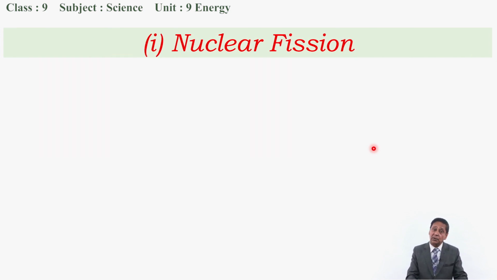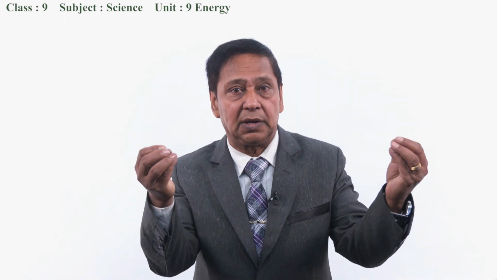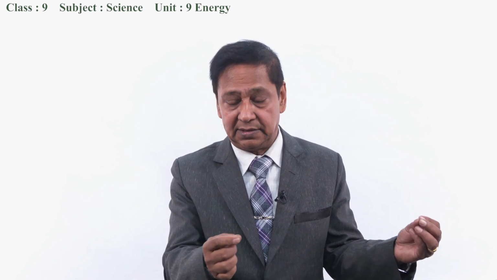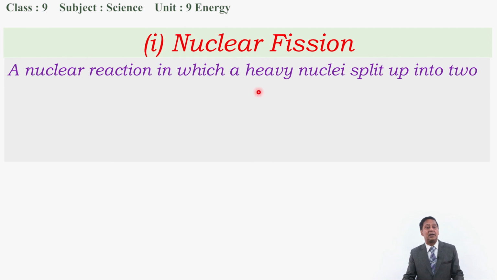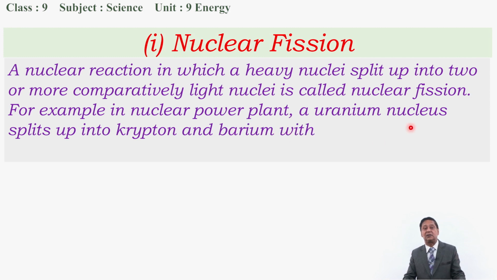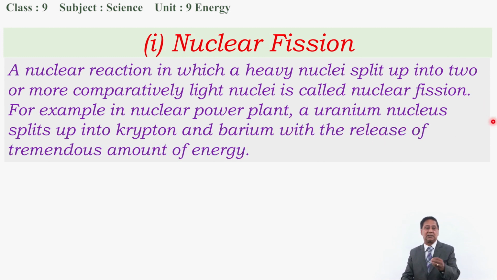Now what is nuclear fission? In nuclear fission, a heavy nucleus splits up into comparatively light nuclei with the release of a tremendous amount of energy, and destruction of a little mass also takes place. That's why we can define it this way: a nuclear reaction in which a heavy nucleus splits up into two or more comparatively light nuclei is called nuclear fission. For example, in a nuclear power plant, the uranium nucleus splits up into krypton and barium with the release of a tremendous amount of energy that is used to run a generator to produce electrical energy. This is the example of fission.